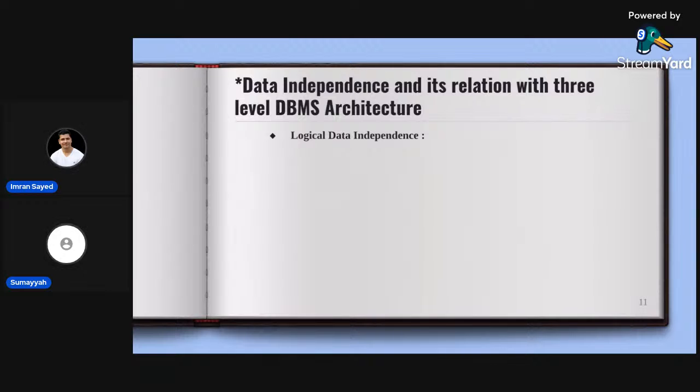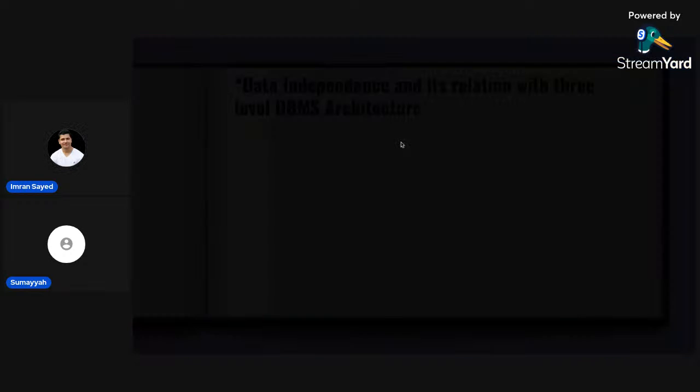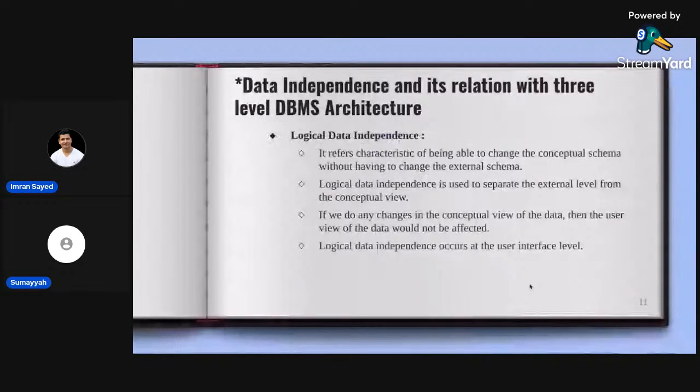So those are the two points. And where does it happen? Which level does this occur? At the conceptual level, no. So this data independence will always occur one level higher. See this: the physical happens one step up, which is at logical. Similarly, logical happens one step up, which is at the external level or the user interface level. Okay.